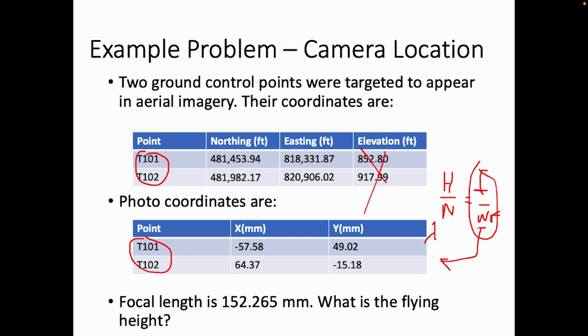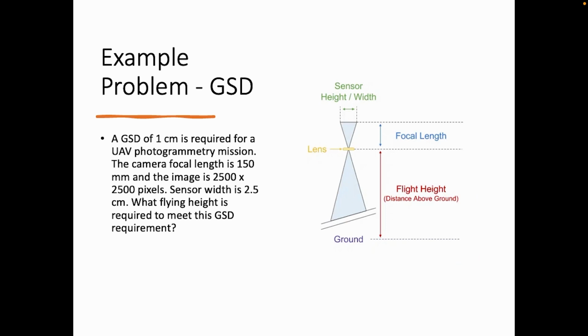Now, in this case, this is probably not a drone. This is actually probably an aircraft, a manned aircraft, which is flying that high because we wouldn't be flying a drone that high. But the same principle applies to the photogrammetry problems.